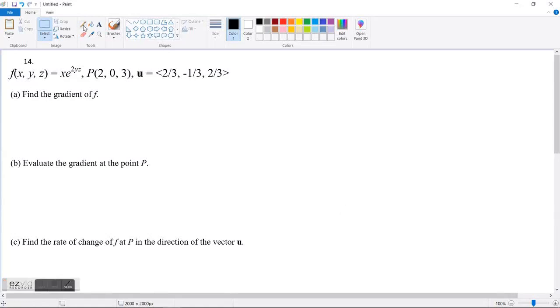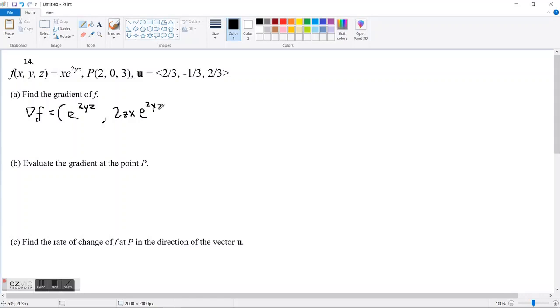First, we need to find the gradient of our function f of x, y, z equaling x times e to the 2yz. The gradient of f is a vector, and the first component is going to be the partial of f with respect to x, which is going to be e to the 2yz. The second component is going to be the partial of f with respect to y, which using the chain rule here is going to give us 2z times x times e to the 2yz.